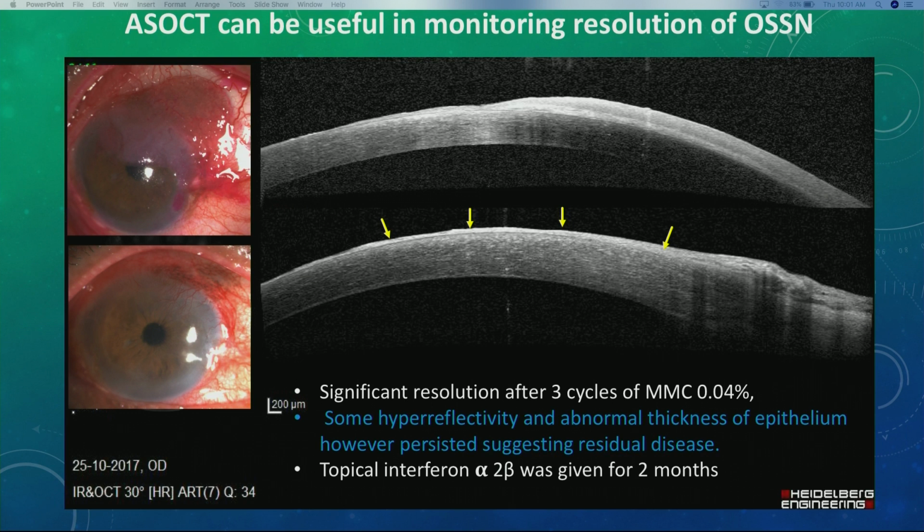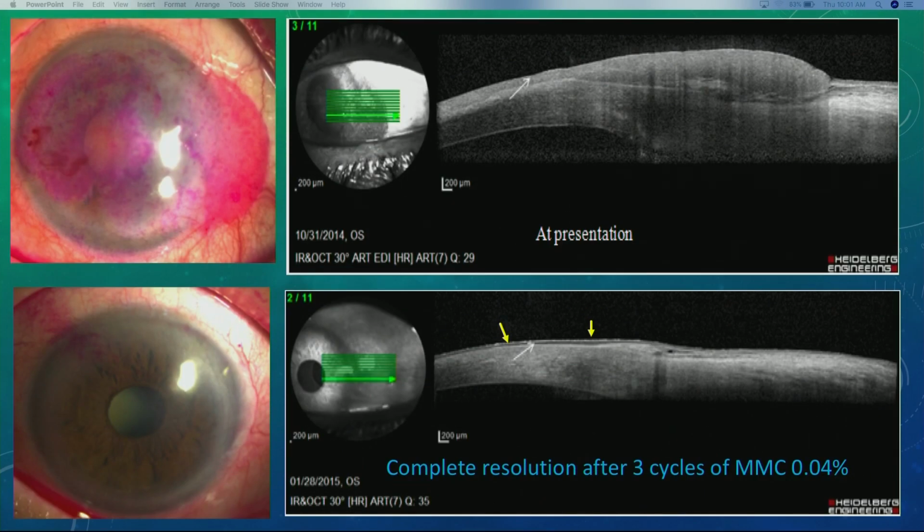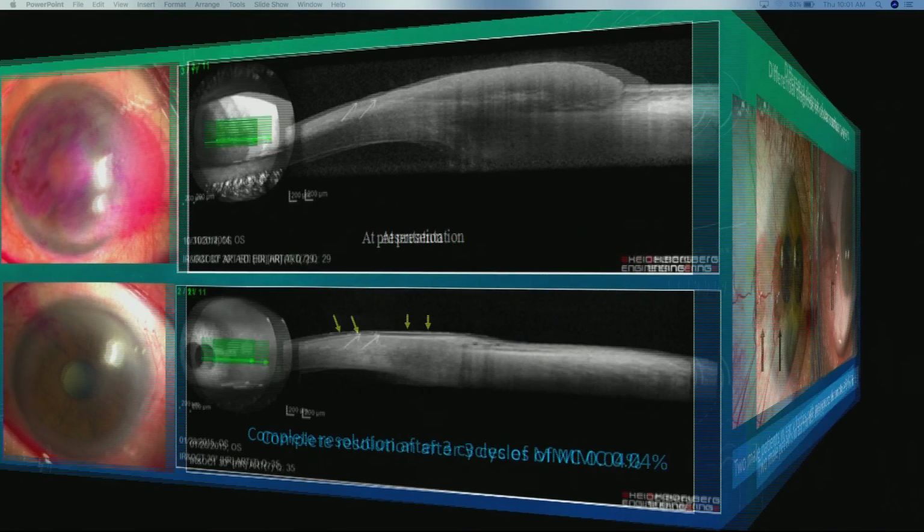And so at this point, we gave another 2 months of topical interferon, by which time the epithelium returned to normal. Another case, at the top of the panel, you see the ocular surface squamous neoplasia, but it completely resolved after 3 cycles of mitomycin C. The normal translucency of the epithelium returned on ASOCT, and no further treatment was required.